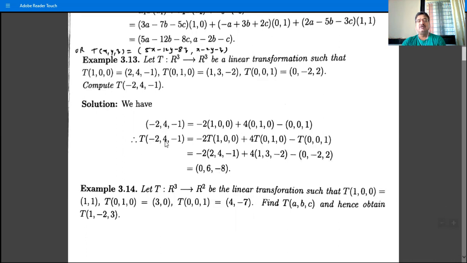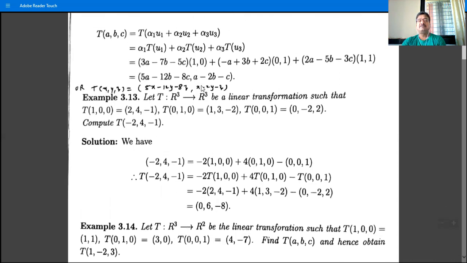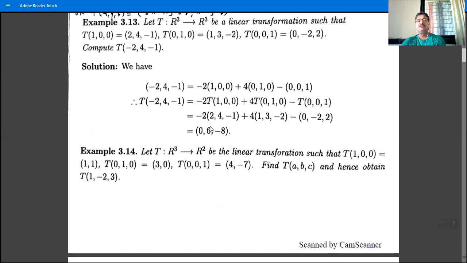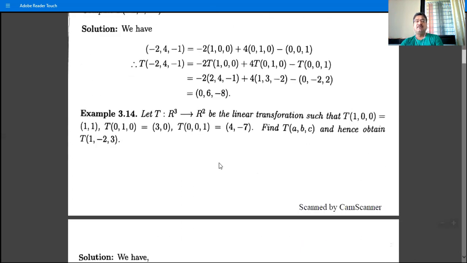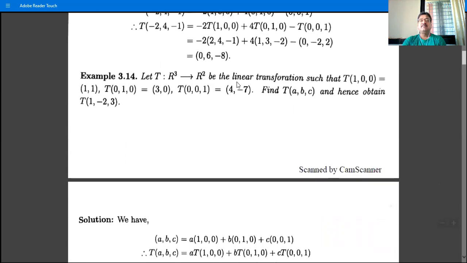Similarly, we can find T of ABC. We have T of ABC like this. We have a three-tuple, and from that we can write the formula. Same problem here. We are given T is a function from R3 to R2, and T of 1, 0, 0, 0, 1, 0, and 0, 0, 1 are given.